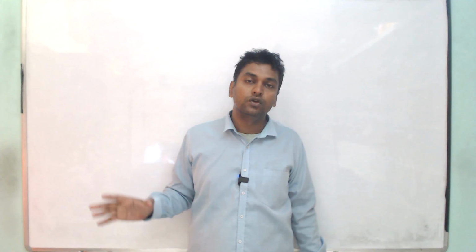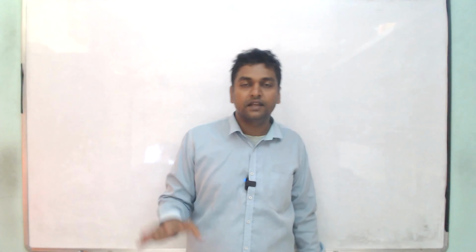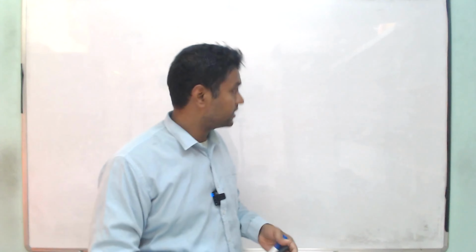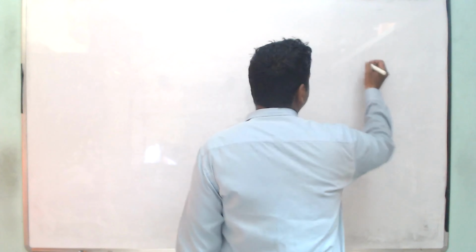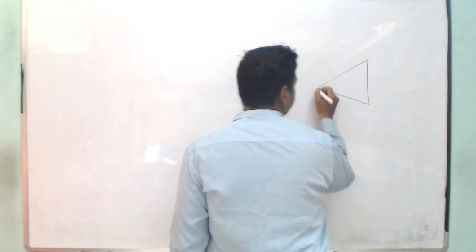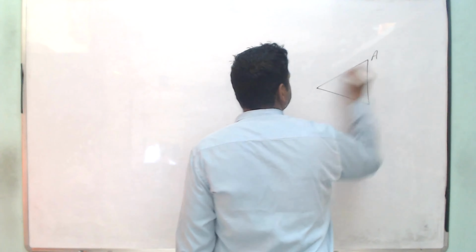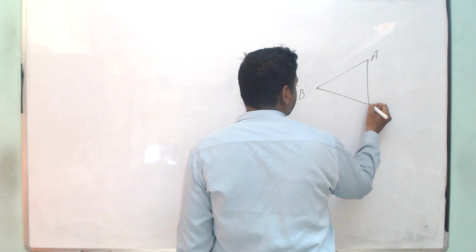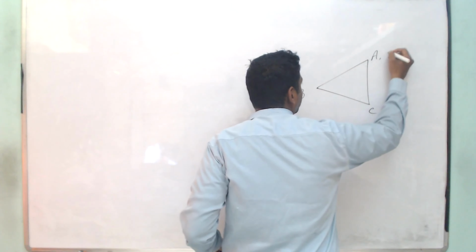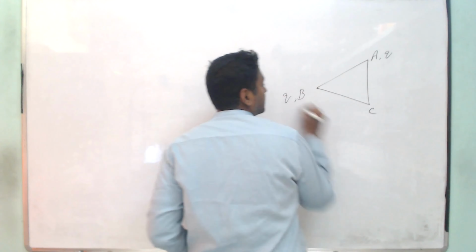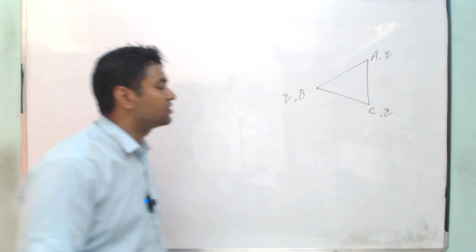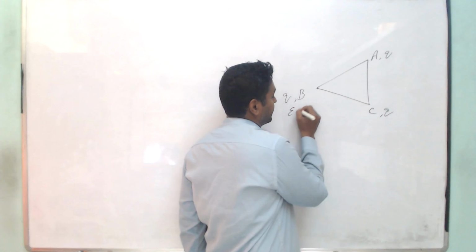Today we will do 3D electric field due to point charges, but for a triangle. Let us say we have an equilateral triangle with 3 vertices A, B, and C. Each vertex has a point charge Q at its location. So 3 identical charges are placed at the vertices of an equilateral triangle.